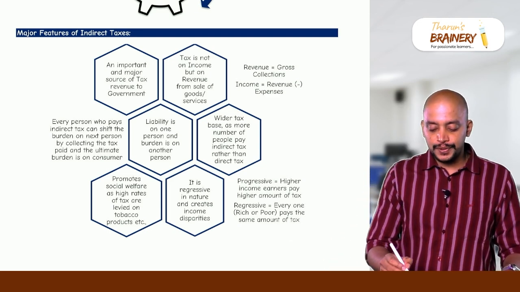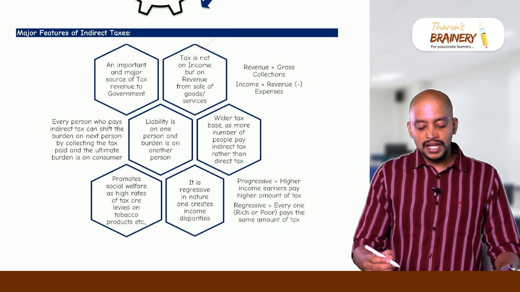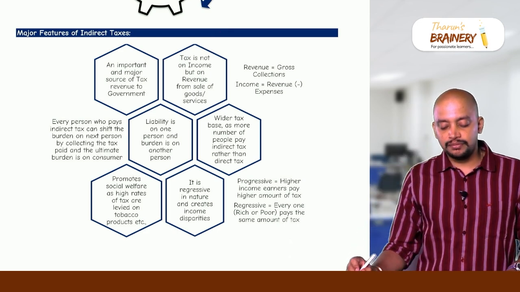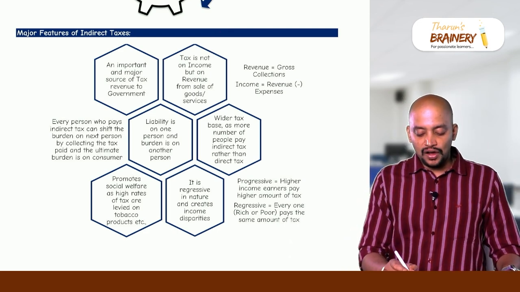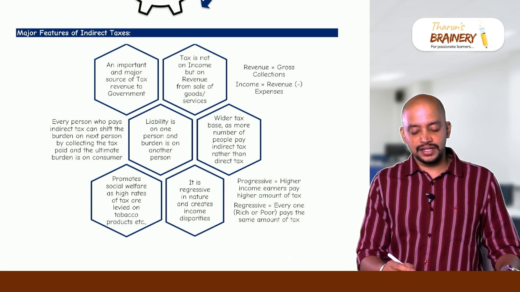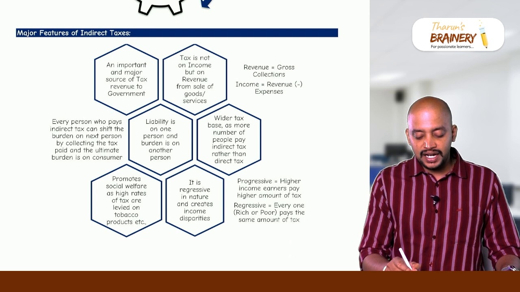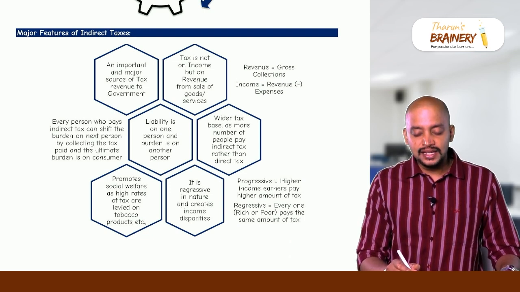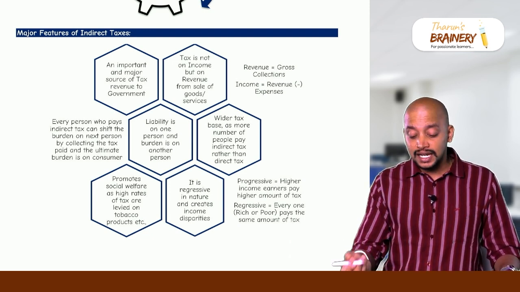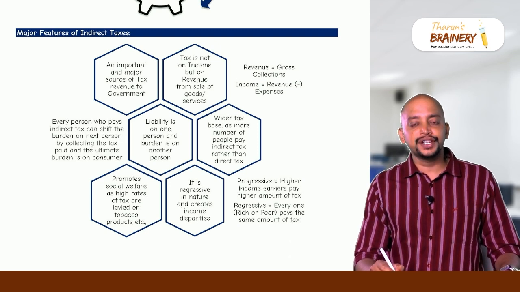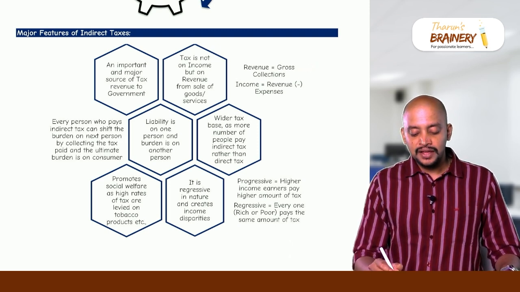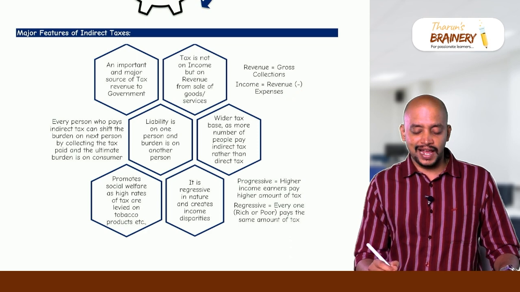So indirect tax is not on income but on revenue from sale of goods or services. Income tax is on income. Revenue and income, what is the difference? Revenue is gross collections, whereas income is revenue minus expenses.